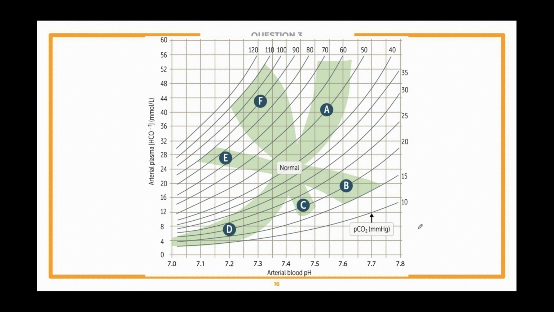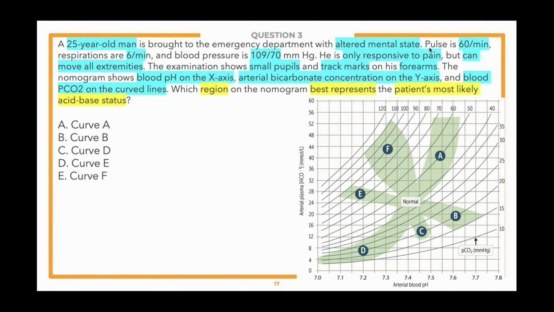So we'll take a look at those answer choices. Don't worry, that nomogram will still be there in the bottom right. But make sure you're taking a close look at the answer choices. See that answer choice E is actually talking about curve or region F. D is talking about region or curve E. C is talking about curve or region D. B is talking about curve B, and A is talking about curve A. So make sure you don't get that mixed up as well.